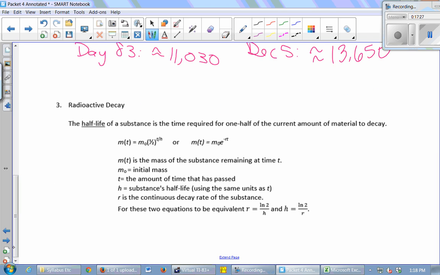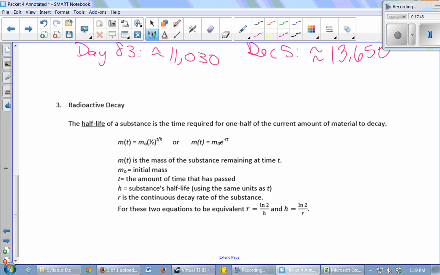All right, now we can also have exponential decay, also called radioactive decay. The half-life is something that we often use to try to figure out how old something is. The half-life of a substance is the time required for 1/2 of the current amount to decay, to go away, to get broken down somehow.